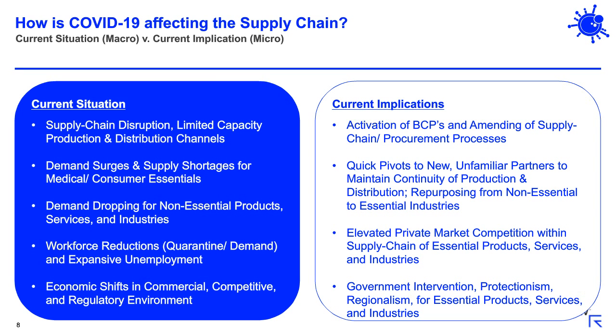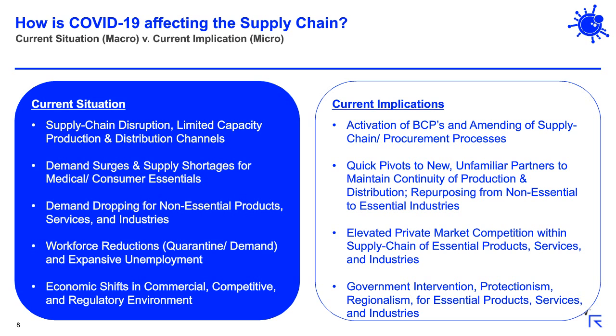There's limited capacity in production. There's limited capacity in terms of distribution channels. Now, this obviously immediately resulted in the activation of business continuity plans and amending supply chain procurement processes so enterprises could adjust to the best of their ability to maintain some reasonable continuity of operations. The next impact was the demand surges and supply shortages around medical and consumer essentials.